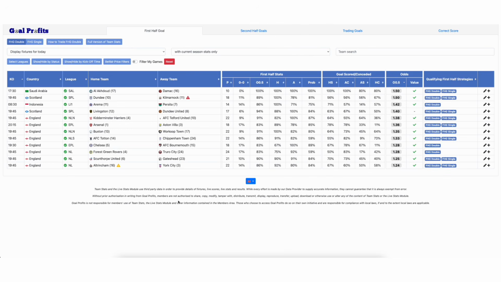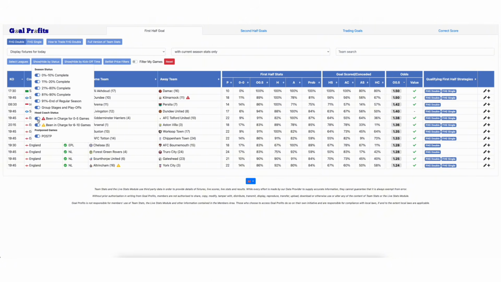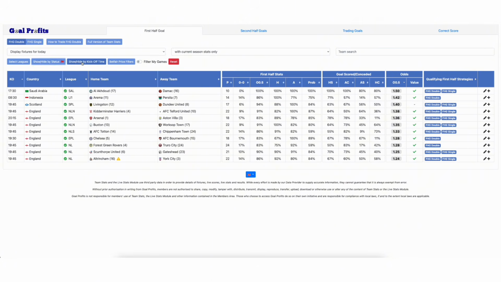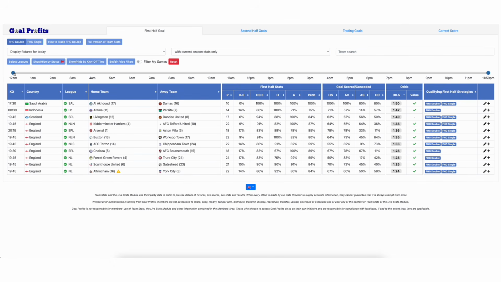So here I am in the Team Stats matrix, which is where you'll find a short list of Gold Profit strategies together in one place. I'm just going to switch off head coaches who have only been in charge for 0 to 5 games, and I'll adjust the kickoff times to suit when I'm able to trade today.